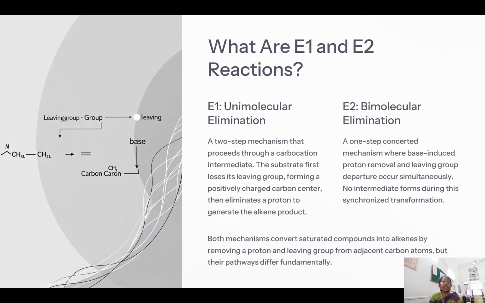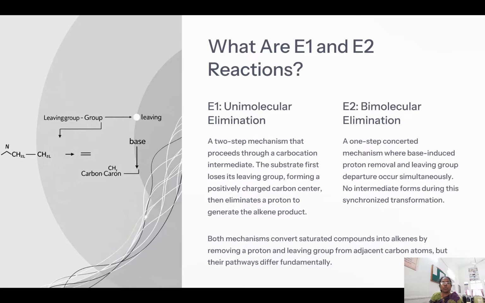E1 is unimolecular elimination and E2 is bimolecular elimination. First we are going to discuss unimolecular elimination. It has two steps and proceeds via a carbocation intermediate. The substrate loses its leaving group first and forms a positively charged carbon center, then eliminates a proton to generate the alkene product.